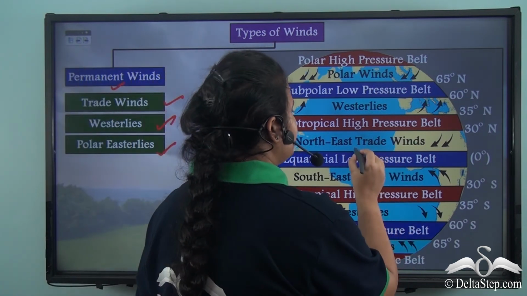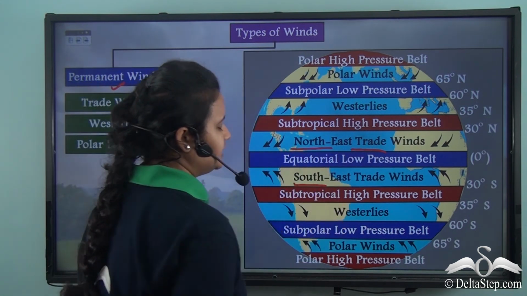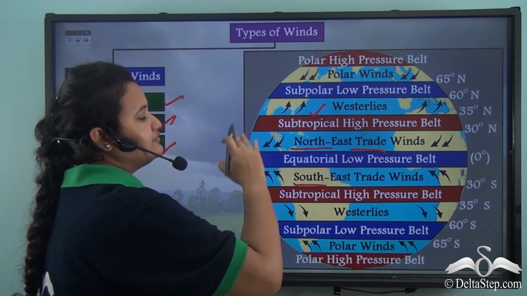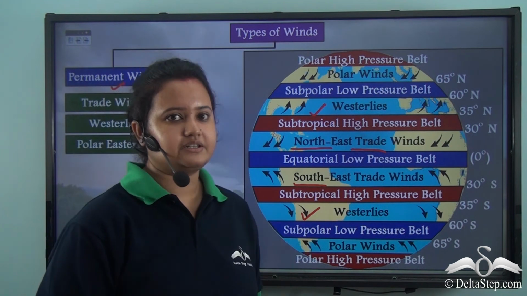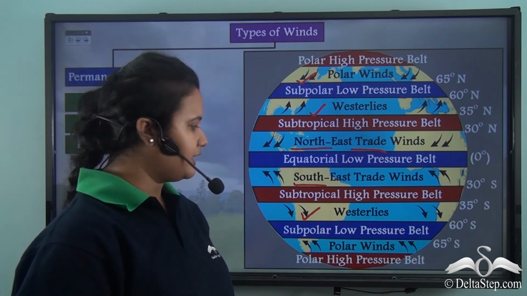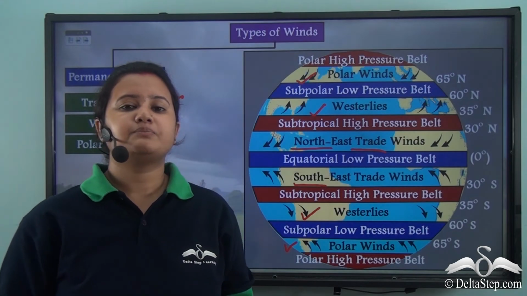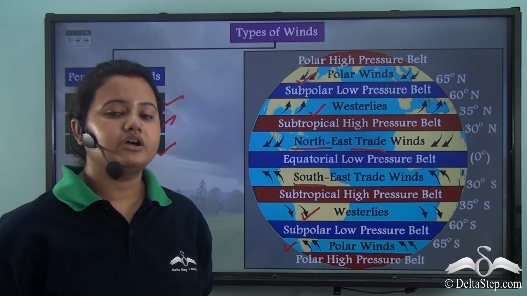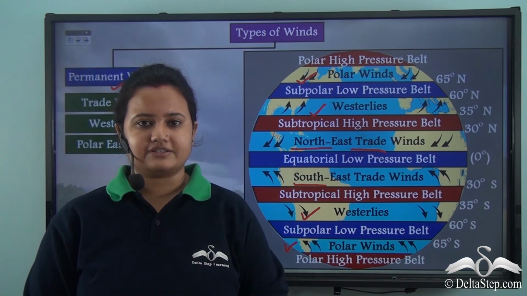Trade winds blow in northeast direction in northern hemisphere and in southeast direction in southern hemisphere. Westerlies blow from west in northern and southern hemisphere, and therefore they are called westerlies. Polar winds come from northeast direction in northern hemisphere and southeast direction in southern hemisphere. And since polar winds come from east in both the hemispheres, therefore they are also known as polar easterlies. So these are the different types of planetary winds.